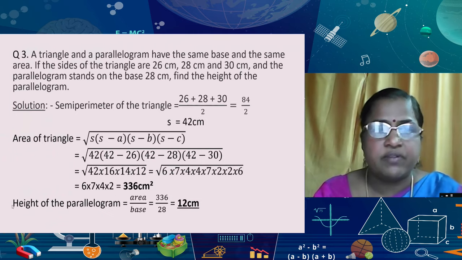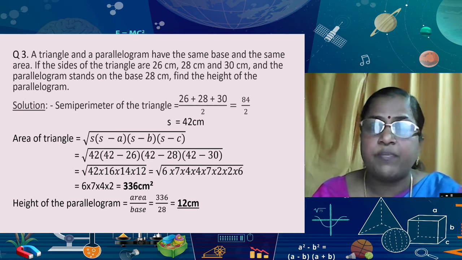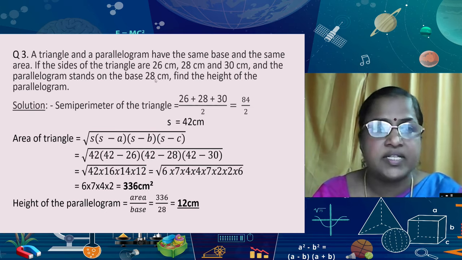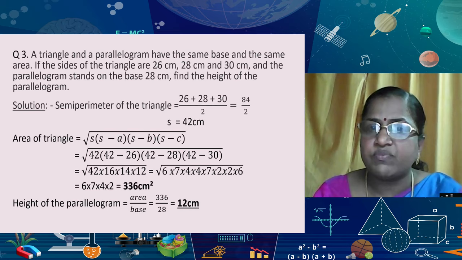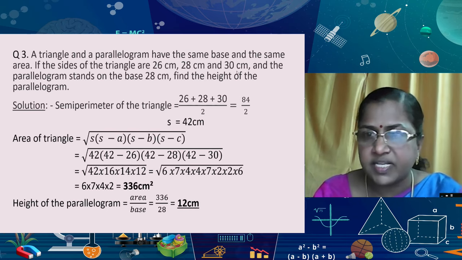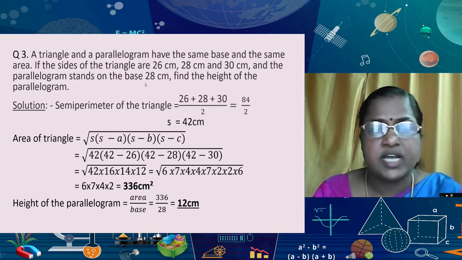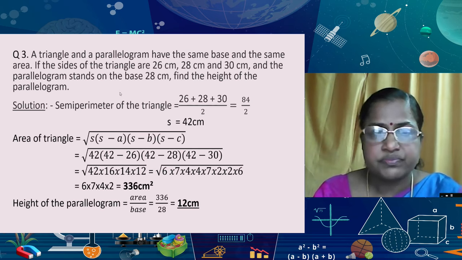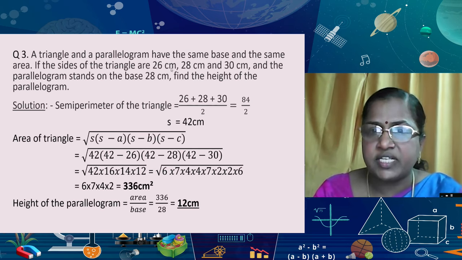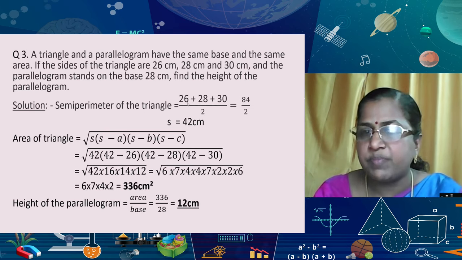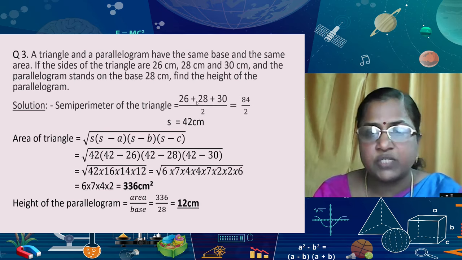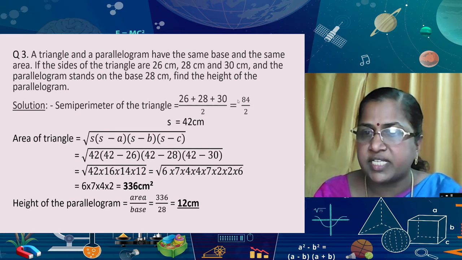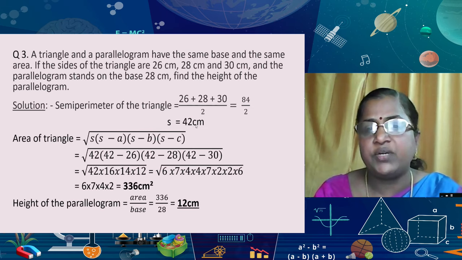Now in the third part, we are given a triangle and a parallelogram that have the same base and the same area. If the sides of the triangle are given as 26 centimeter, 28 centimeter and 30 centimeter, and the parallelogram stands on the base 28 centimeter, find the height of the parallelogram. So we are given the three sides as 26, 28 and 30. So semi-perimeter equal to (a plus b plus c) upon 2, that is (26 plus 28 plus 30) upon 2, that is 84 upon 2 is 42 centimeter.